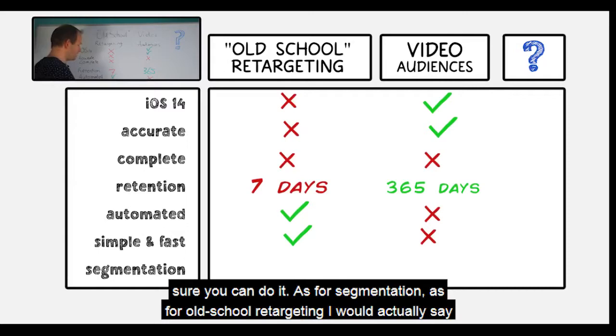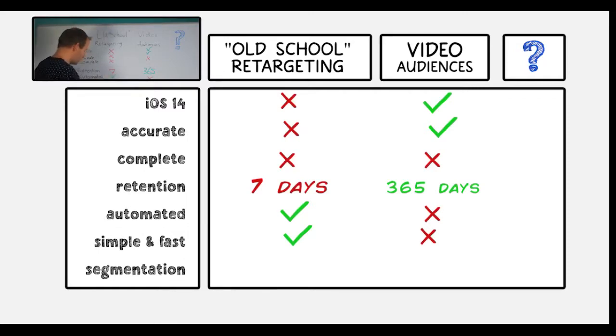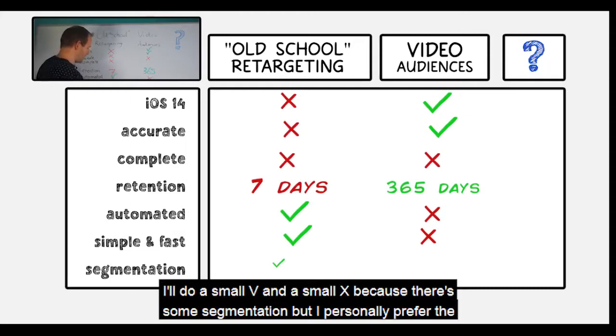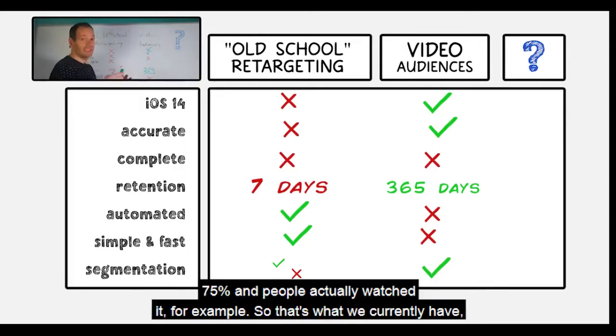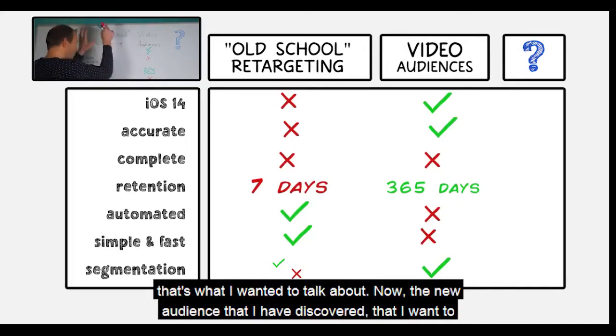And as for segmentation, for old school retargeting I would say a small V and a small X, because there's some segmentation, but I personally prefer the segmentation of the video audiences, where you can see exactly, hey, people who watched my video for 75%, and people who actually watched it, for example. So that's what we currently have. That's what I wanted to talk about.